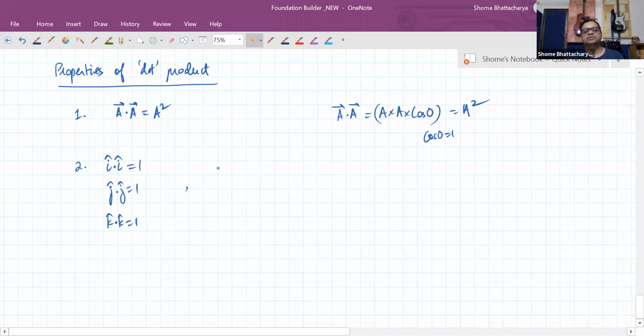And earlier we've seen that perpendicular vectors give you 0 dot product. So i cap dot j cap is 0, j cap dot k cap is 0, and k cap dot i cap is 0, because these are coming from the fact that cos 90 is 0, and these are directly coming from this.